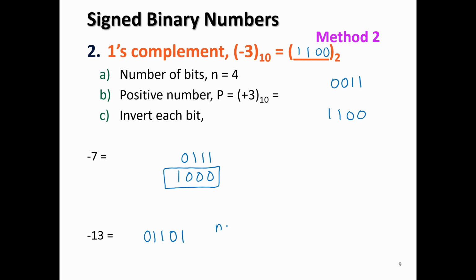So in this case, our n was equal to 5: 1, 2, 3, 4, 5. Now we know 13 is 01101, and the negative 13 in 1's complement is obtained by inverting each of the bits: 10010. Okay, so this will be our negative 13 using 1's complement.